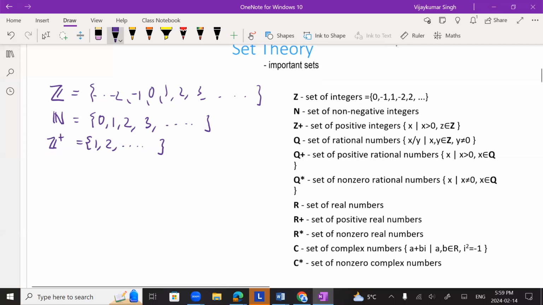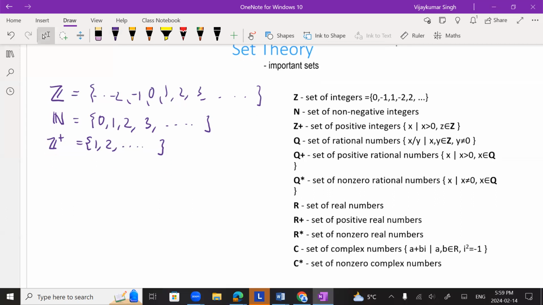Then we have set builder notation. I can write Z plus as a subset of Z: Z plus is the collection of all those X such that X belongs to Z and X is greater than 0. This is another way to write Z plus coming from Z.